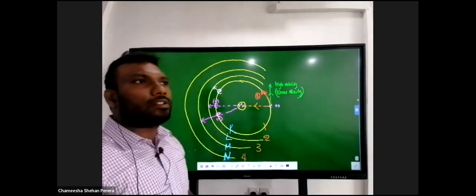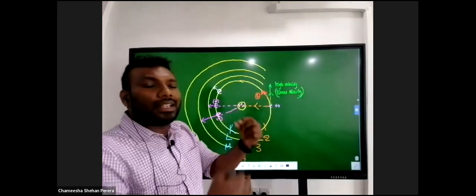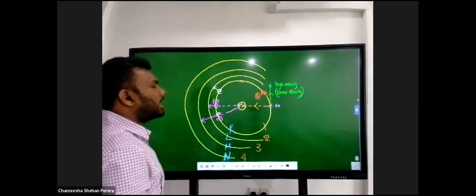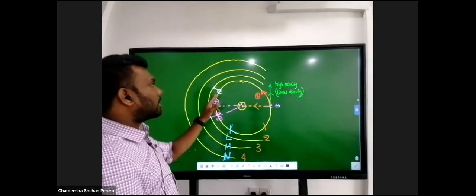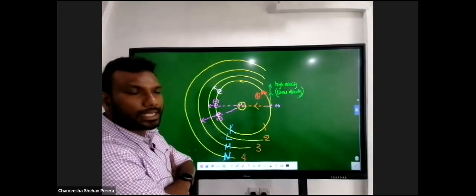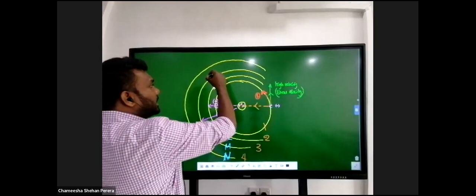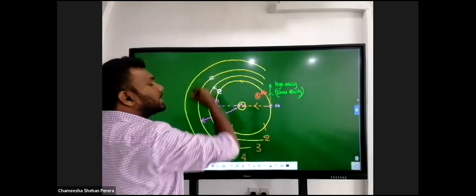Then the next one says that when you try to move away from the nucleus, the difference between two energy levels decreases. It goes like this. There's one electron. That electron tries to move into the second energy level. And the next thing is, there's another electron which is in the third energy level. Then up here, I talk about the third energy level.